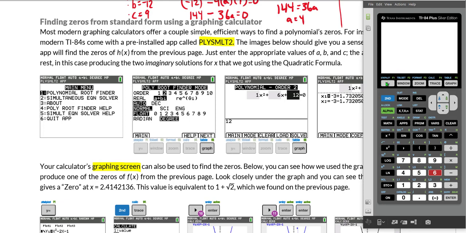By the way, if you're ever stuck on a screen in your calculator and you just can't figure out how to get out of that screen, you can always turn your calculator off and back on, and usually that will get you unstuck.